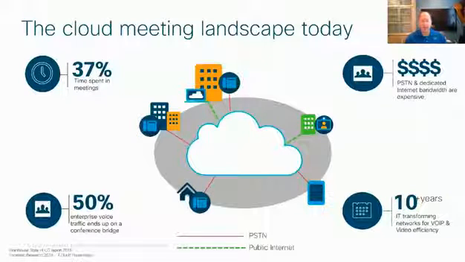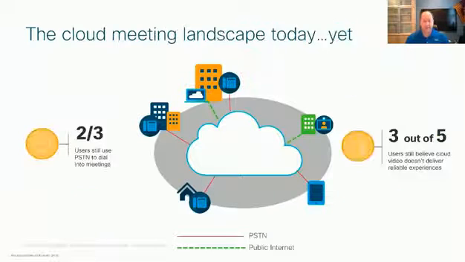If you look at the cloud landscape today, Edge and cloud are both really important to bring people together no matter where they are or what device they are using. But work is changing. The average person spends more than 37% of their time in meetings, and is showing how voice usage in the enterprise is changing. 50% of all voice traffic ends up on a conference bridge. This is causing PSTN and internet bandwidth to increase.